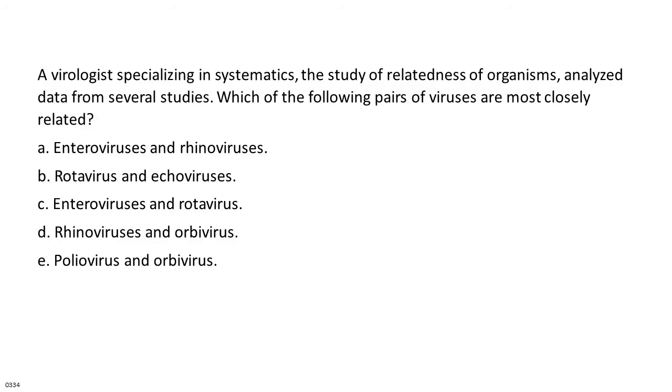A virologist specializing in systematics, the study of relatedness of organisms, analyzed data from several studies. Which of the following pairs of viruses are most closely related? A. Enteroviruses and rhinoviruses. B. Rotavirus and echoviruses. C. Enteroviruses and rotavirus. D. Rhinoviruses and orbivirus. E. Poliovirus and orbivirus.